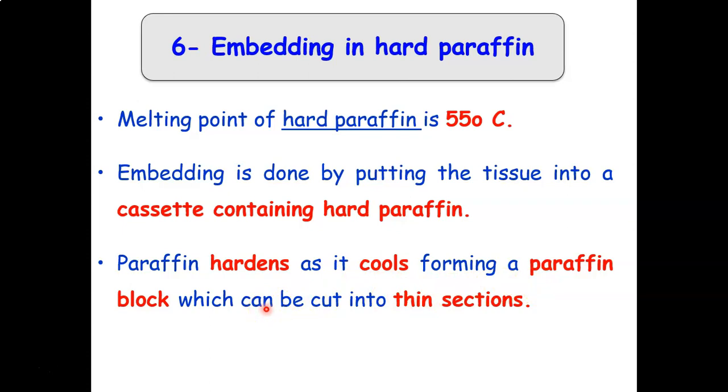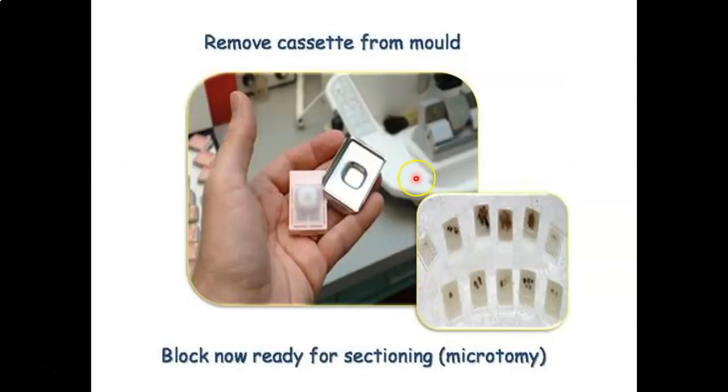What will I do with the paraffin block? The paraffin block is hard, and so I can section this block. I can section this tissue into very thin sections, as we see here. This is the cassette, and I put the tissue in the cassette. Then I will pour the paraffin, and then I will leave the cassette and the paraffin to cool. After cooling of the paraffin, I can extract the tissue block.